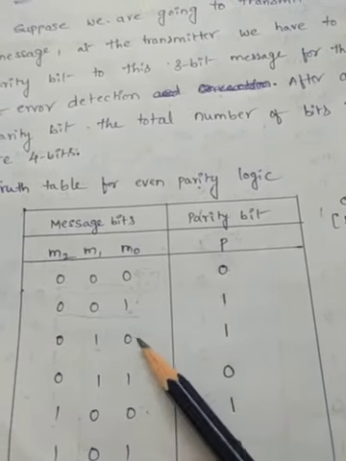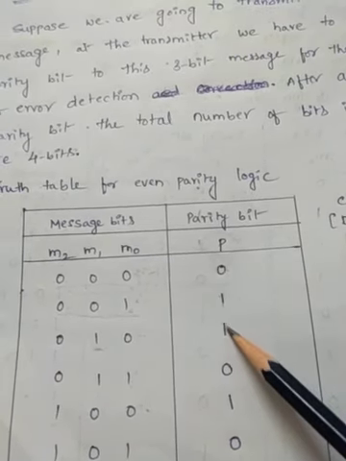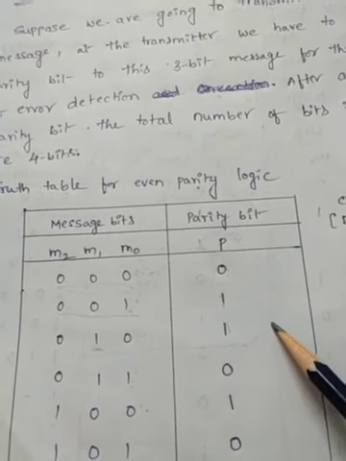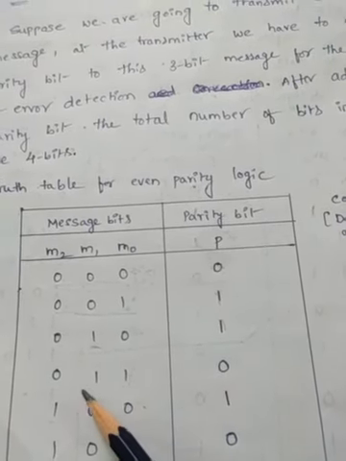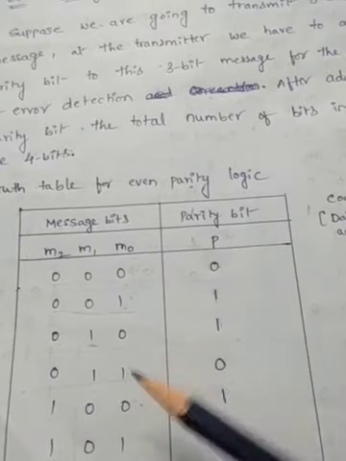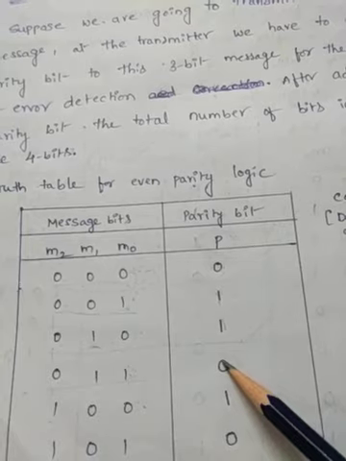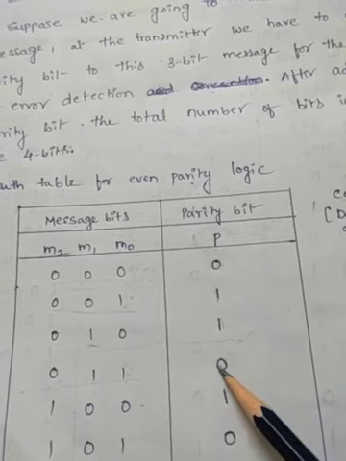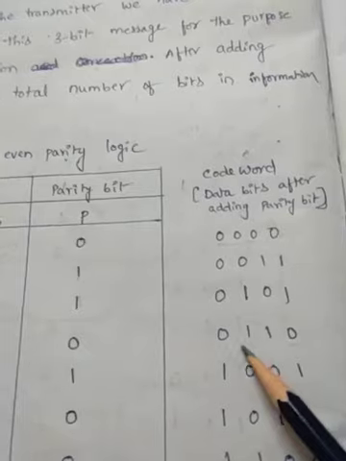Next 0, 1, 0. Here there is an odd number of ones, so the parity bit is 1, so that the total number of ones is even. 2 ones, even. Next 0, 1, 1. Here the message bits itself contain an even number of ones, 2 ones. So the parity bit is 0. After adding the parity bit as 0, the total number of ones is 2. So the code word contains an even number of ones.